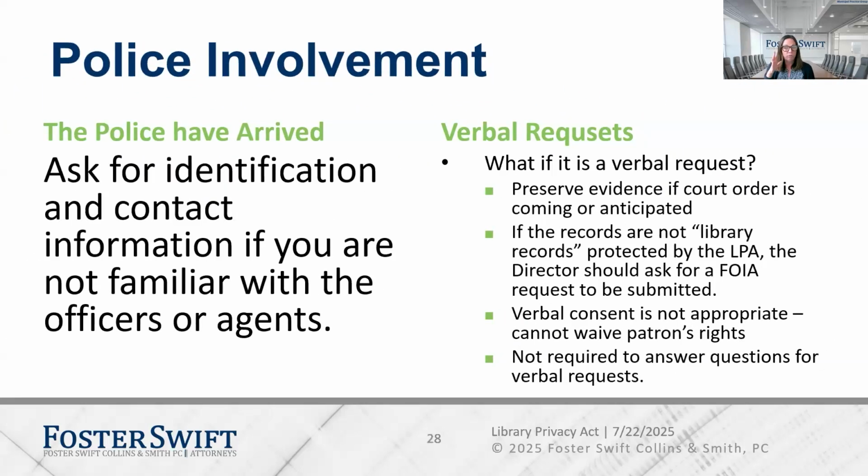Police involvement. Okay, so this is very procedure. It's not policy. We're talking big picture before, but ask for identification if you're not familiar with them. If there's a local police department that is next door to the library and they show up, fine. But if it's the FBI or the sheriff's department or state police that you're not familiar with, make sure that you know who they are and you're familiar with them. Verbal requests. There's no responsibility to respond to verbal requests. Okay. And so it's only the written request.